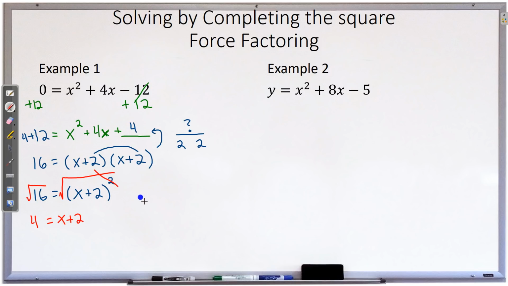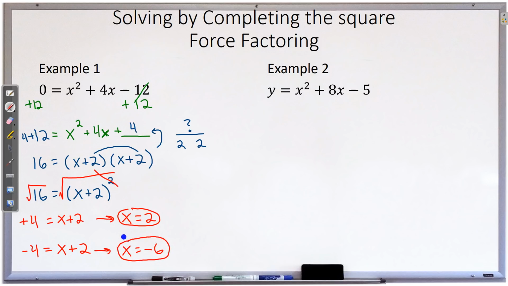But hopefully you also remember that when you do that, your answer has to be positive and negative. So we have two answers here. x plus 2 is equal to 4 and x plus 2 is equal to negative 4. And then we solve both of these. Hopefully we can do that in our head. If I minus 2 from both sides, this answer is x equals 2. And if we minus 2 from both sides, you get x is equal to negative 6.